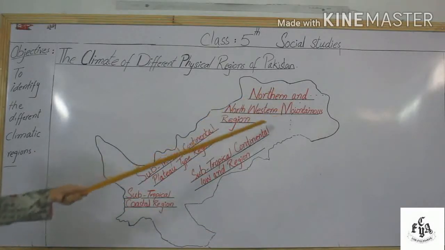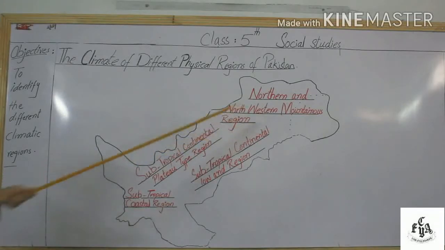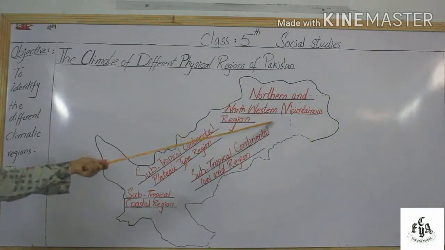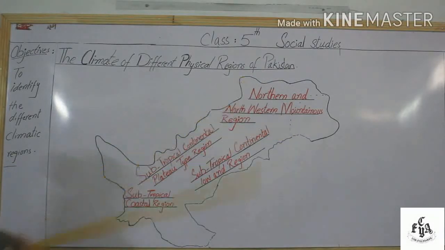Here high mountain areas like Swat, Chitral, Koh Safed, Waziristan, Murree, Hazara, Quetta and Zhob are located. Summer season remains moderate here because it's a cold area, and the people from plain areas usually visit these northern areas in summers. Our second region is the subtropical continental plateau type region. If you remember, this region includes the northwestern part of Balochistan.